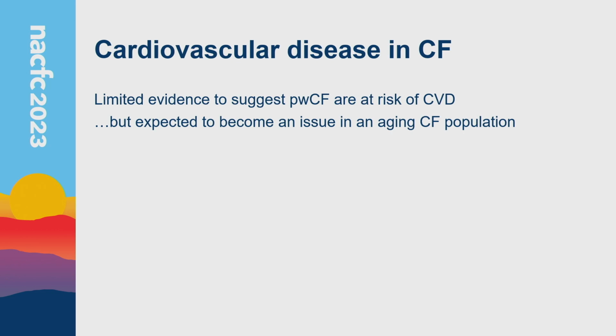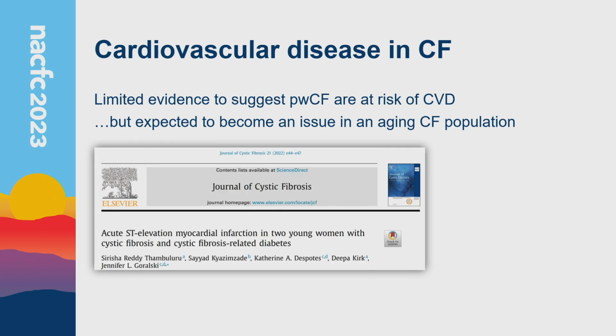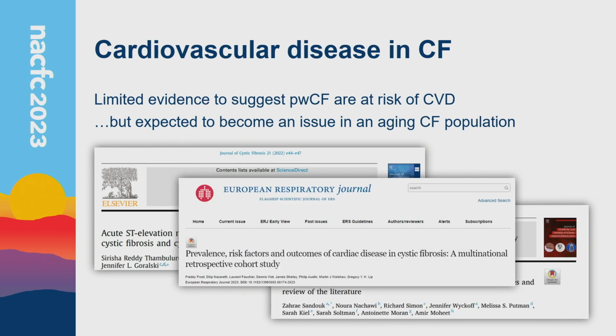So cardiovascular disease is a topic that historically hasn't been discussed much in the CF community, since there's been very limited evidence to suggest that people with CF are at risk of cardiovascular disease. With that said, we expect that this is going to become an issue in the aging CF population because we know the incidence of cardiovascular disease in the general population peaks in about the 6th and 7th decades of life. In recent years, there's actually been some literature published on this topic looking at acute cardiovascular events in people with CF, and these are just a few papers that have been published in the last year.